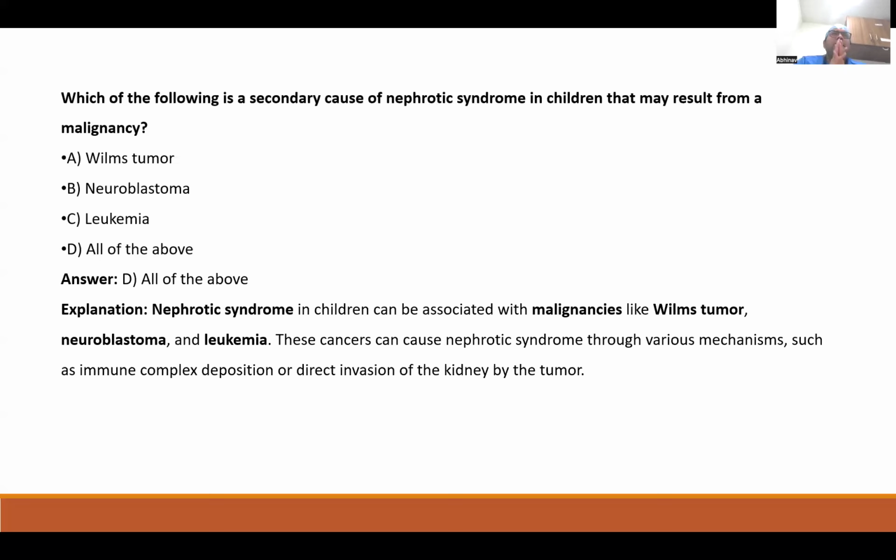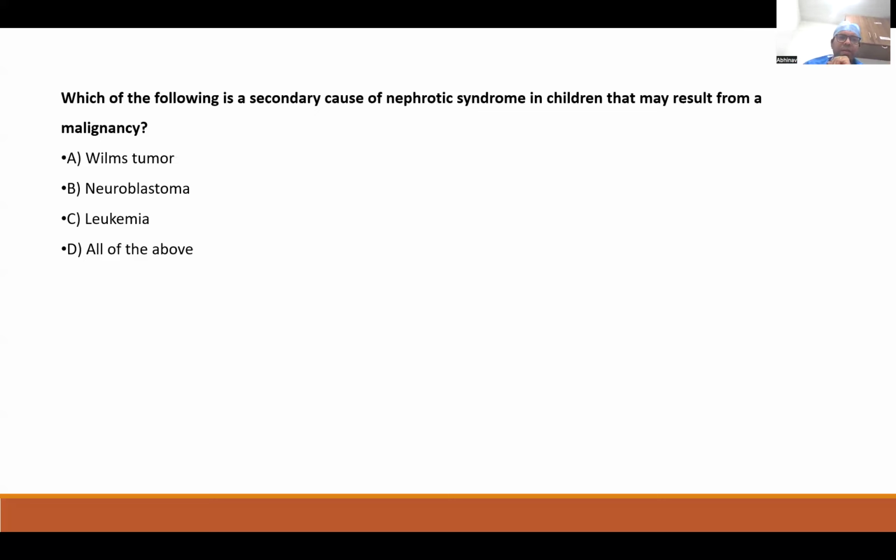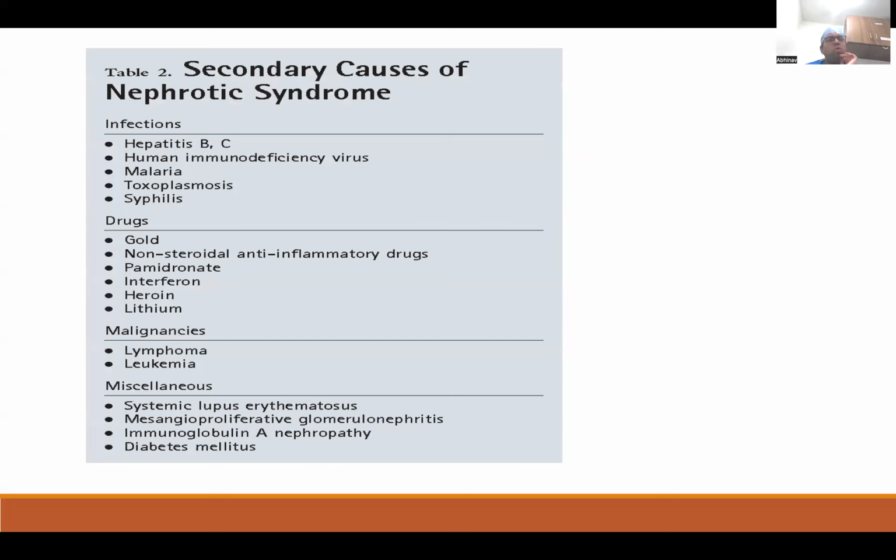So these are the most important things which you must know about secondary causes of nephrotic syndrome, and I think I've mostly covered them in all the questions which I've put in the slides. This is a very important table you have to remember. I hope after this class you go back and memorize this table, because once you memorize this table well, you will be able to answer all the questions.